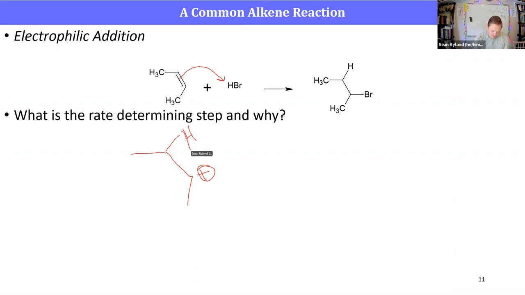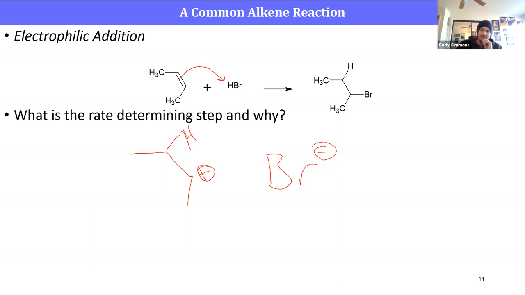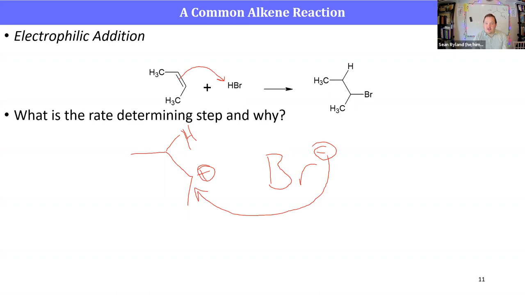Then what happens? If you have a carbocation and you have your bromide still sitting around, nucleophilic attack. So literally the exact opposite of elimination. In elimination, the first step is the bromide leaves, and then a base comes in and takes a proton away and you make an alkene. Here, it's the exact opposite.